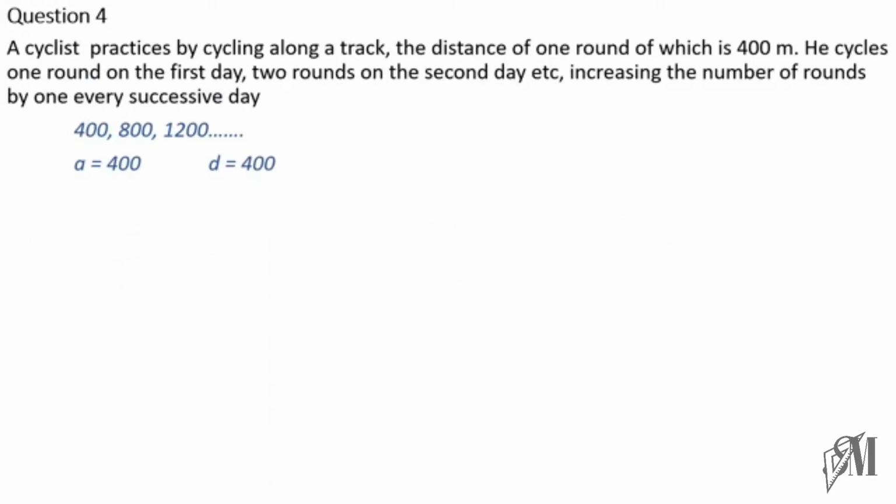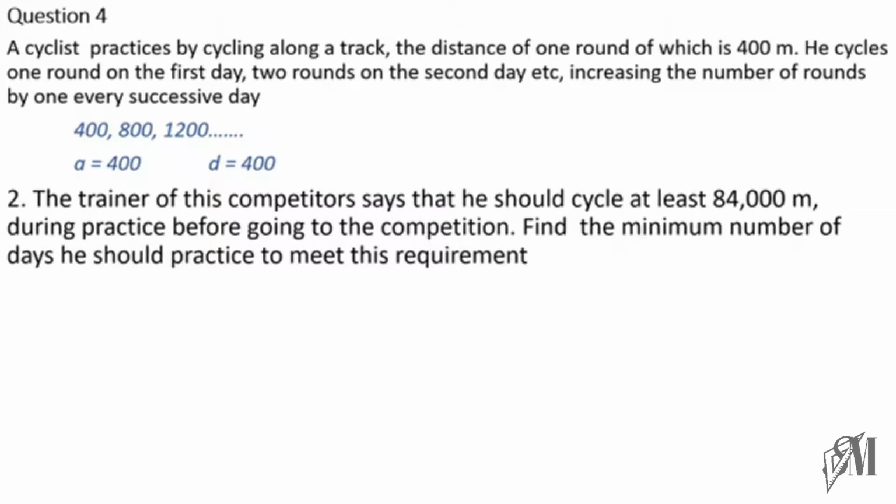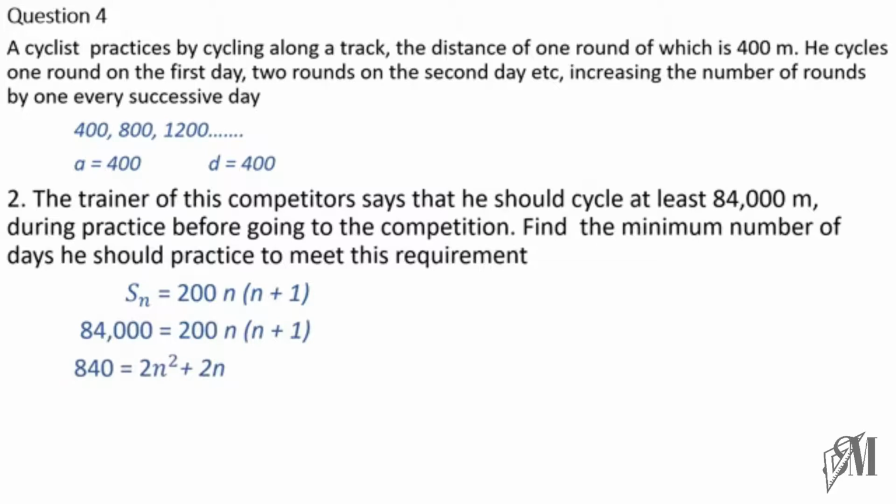Moving on to the fourth question's second part, the trainer of this competitor says that he should cycle at least 84,000 meters during practice before going to the competition. Find the minimum number of days he should practice to meet this requirement. So here once again we have already proved Sn is equal to 200 n times n plus 1. What we do is we substitute 84,000 instead of Sn and find out the value of n. Now once you simplify it, you get the equation like this. Now you can cancel all the terms by 2 and you will get the equation like this.